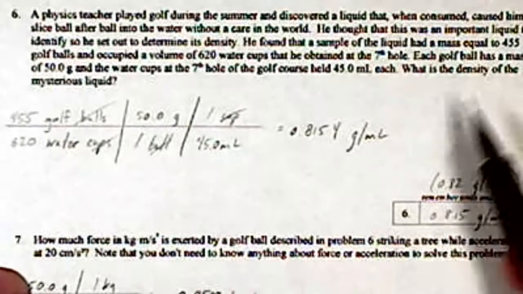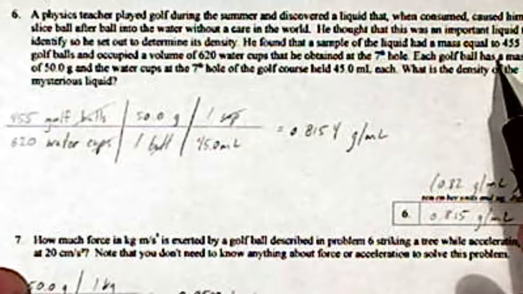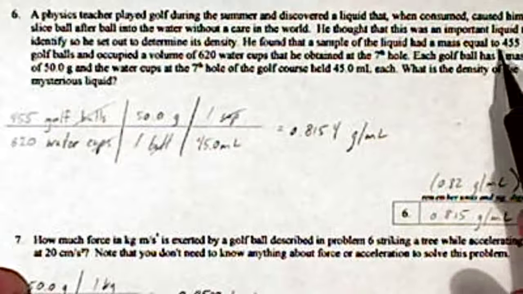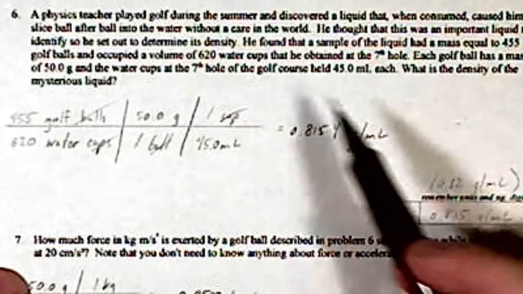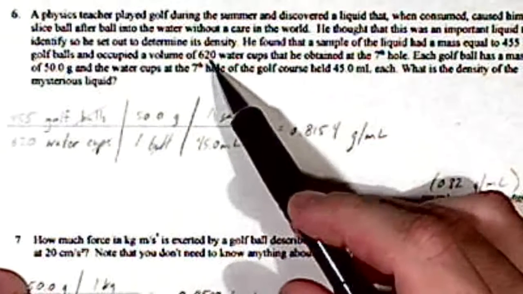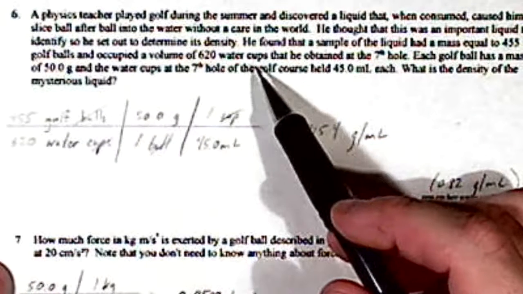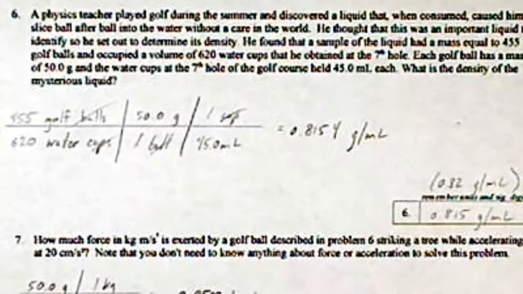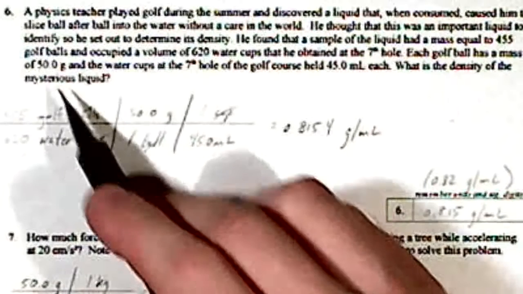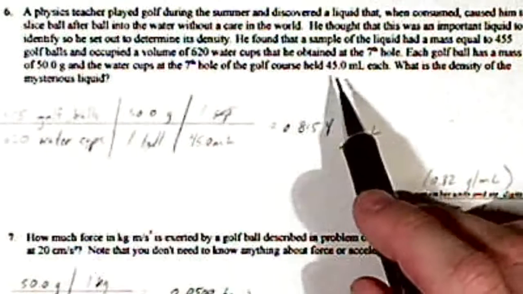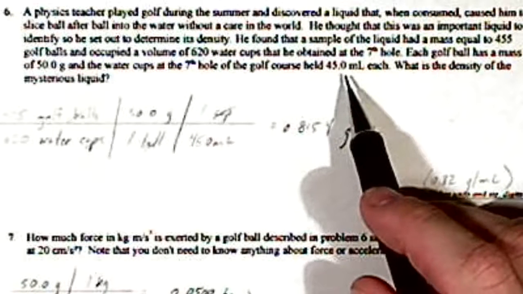Well, carrying on. The liquid, took a bunch of it, had a mass of 455 golf balls, and the volume of that was 620 water cups. From the 7th hole, it gives the mass of a golf ball as 50 grams, and those cups as 45.0 milliliters.